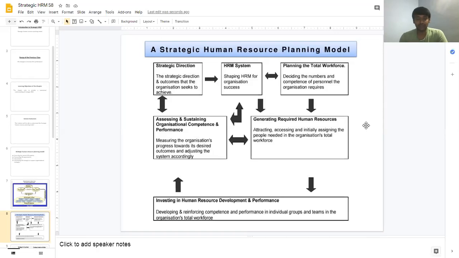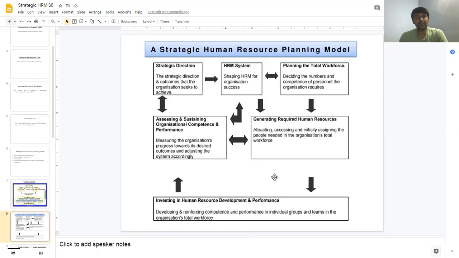He has to analyze how many employees are required for accomplishment of the particular task or his ideas, and he has to assess and initially assign the people needed for the organizational workforce. He has to understand the required human resource for the accomplishment of the objectives. Later, once it has been identified and a decision is taken, then comes investing in human resource development and performance. He has to invest, and here comes the cost parameter. How many employees are required for an organization or development of the competence or activities? He has to put investment into human resource development and performance.